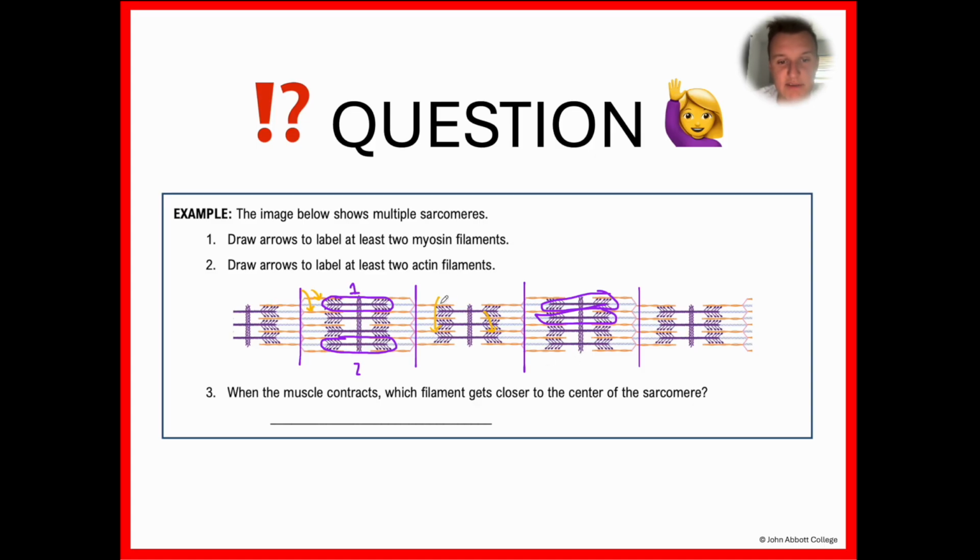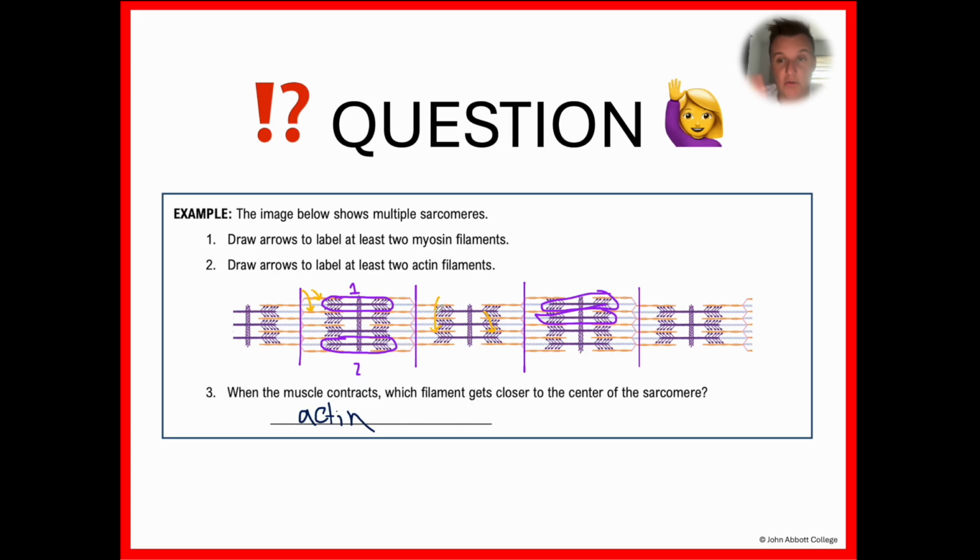So I see one actin on this side, and another actin on this side. When muscles contract, which filaments get closer to the center of the sarcomere? That's going to be the yellow actin that will get closer into the middle, right? The purple, the myosin, will not move, but the yellow actin will move inwards. So actin is the answer here.